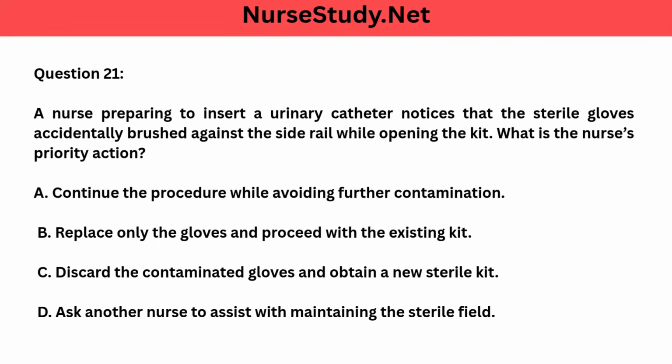Question 21. A nurse preparing to insert a urinary catheter notices that the sterile gloves accidentally brushed against the side rail while opening the kit. What is the nurse's priority action? A. Continue the procedure while avoiding further contamination. B. Replace only the gloves and proceed with the existing kit. C. Discard the contaminated gloves and obtain a new sterile kit. D. Ask another nurse to assist with maintaining the sterile field.